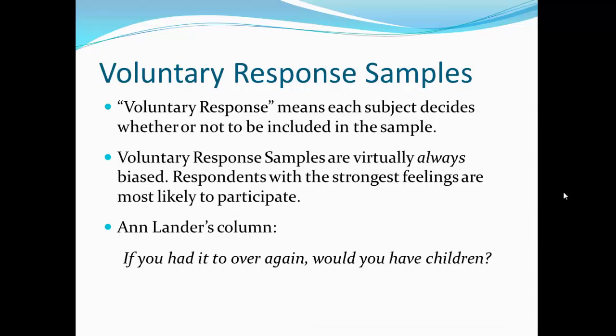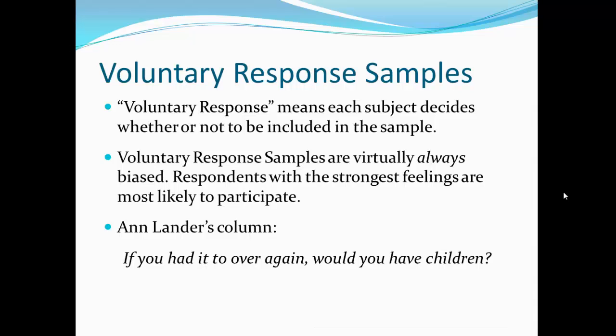Well, what could be happening here? How could it possibly be that in a short period of time, 70% of the population of parents first think they wouldn't have children again if they could do it over, and then within a few months they've changed their mind and now 95% of them say that they would? Well, the reason is that this is a voluntary response sample, and people choose to respond or not according to their feelings at the moment.